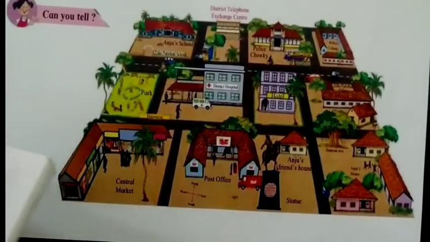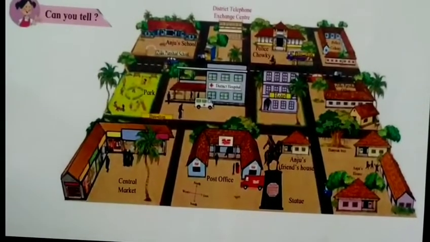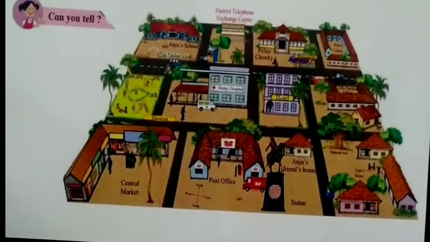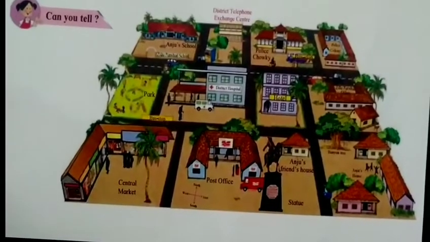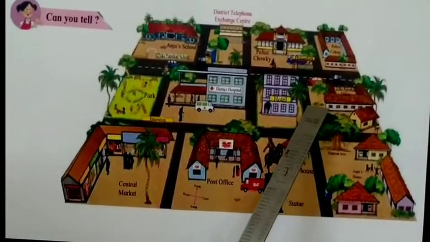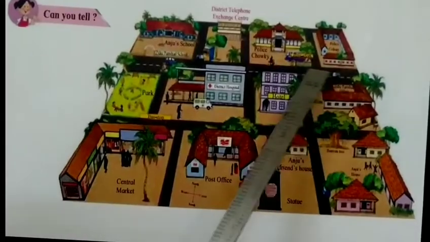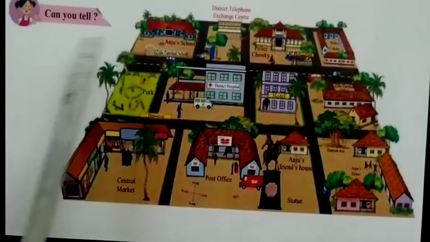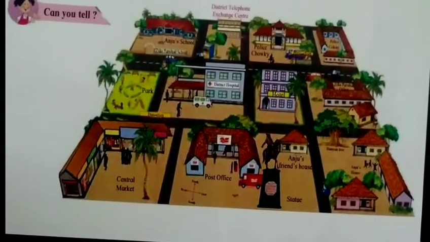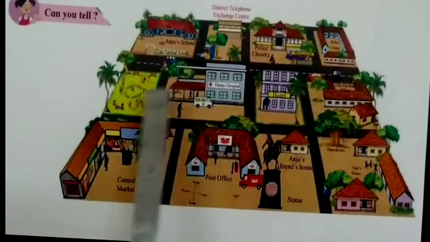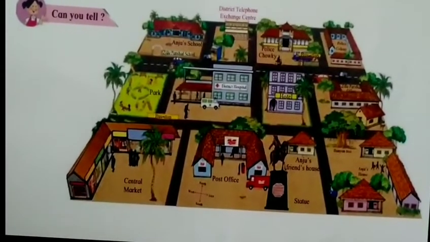Then you have found the route that Anju will take to go to her school. Anju passes along a narrow lane. This is the narrow lane and a main road, and this is the main roadway to school. There are several things on both sides of the lanes as well as the road.